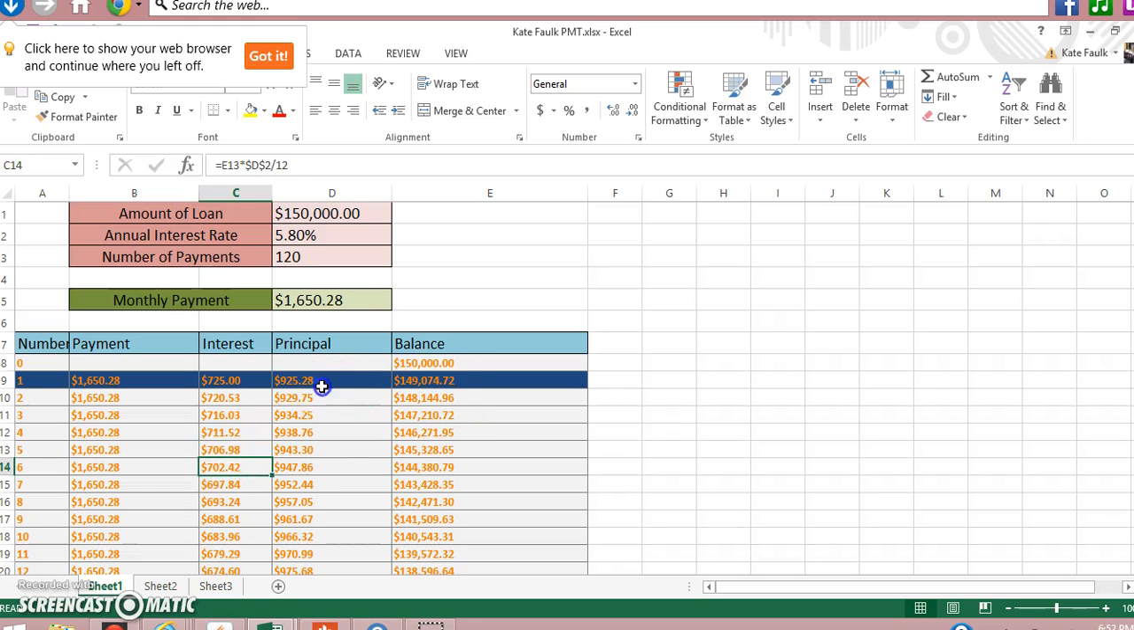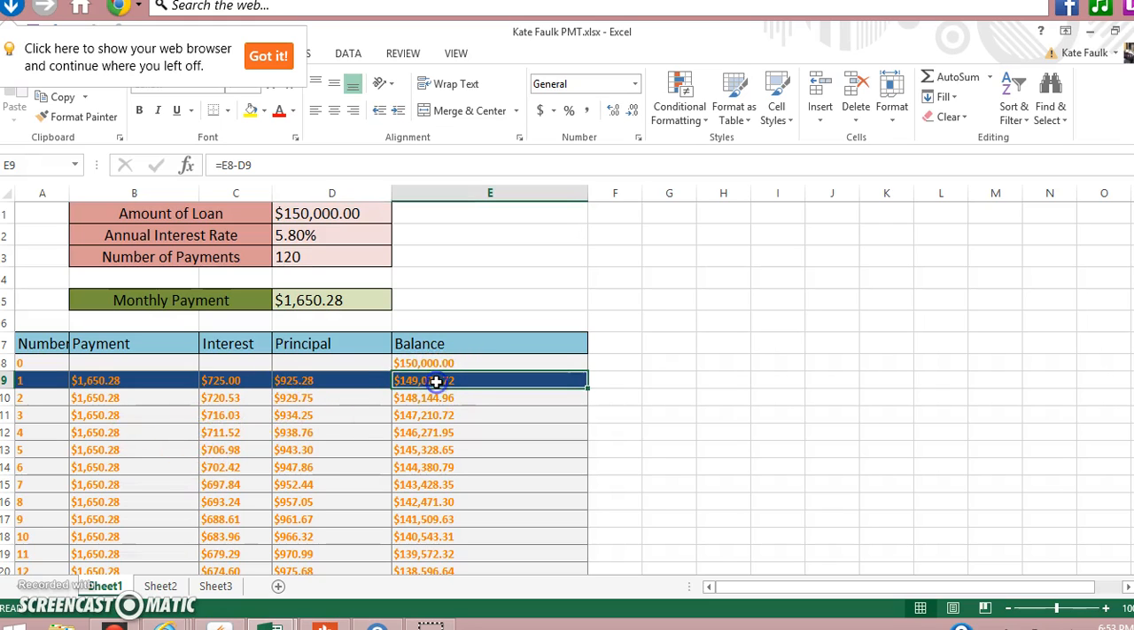And then for my principal, I used cell B9, which is the payment for each month, which never changes. It's going to be a consistent $1,650.28, and you're going to subtract the interest for each payment from that, and you'll get the principal.